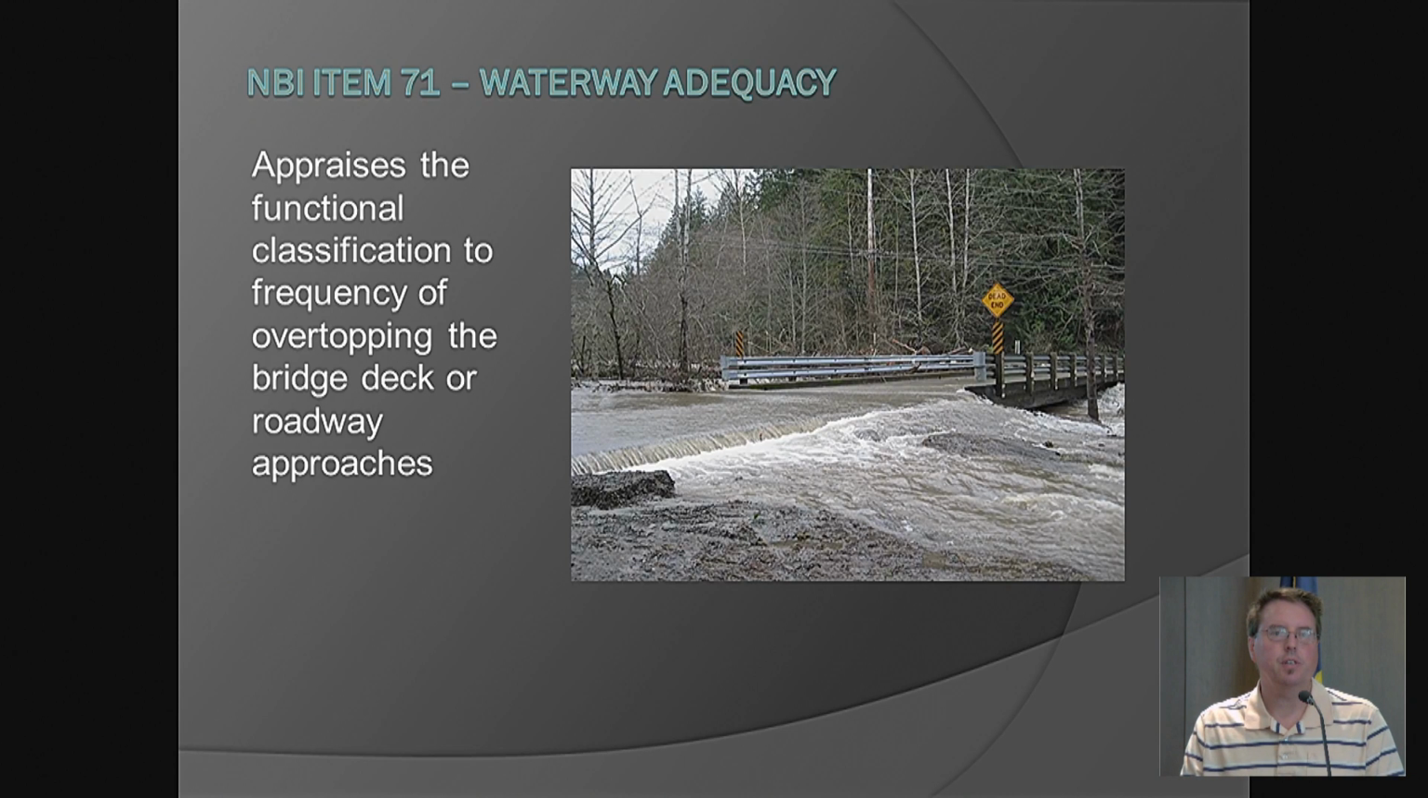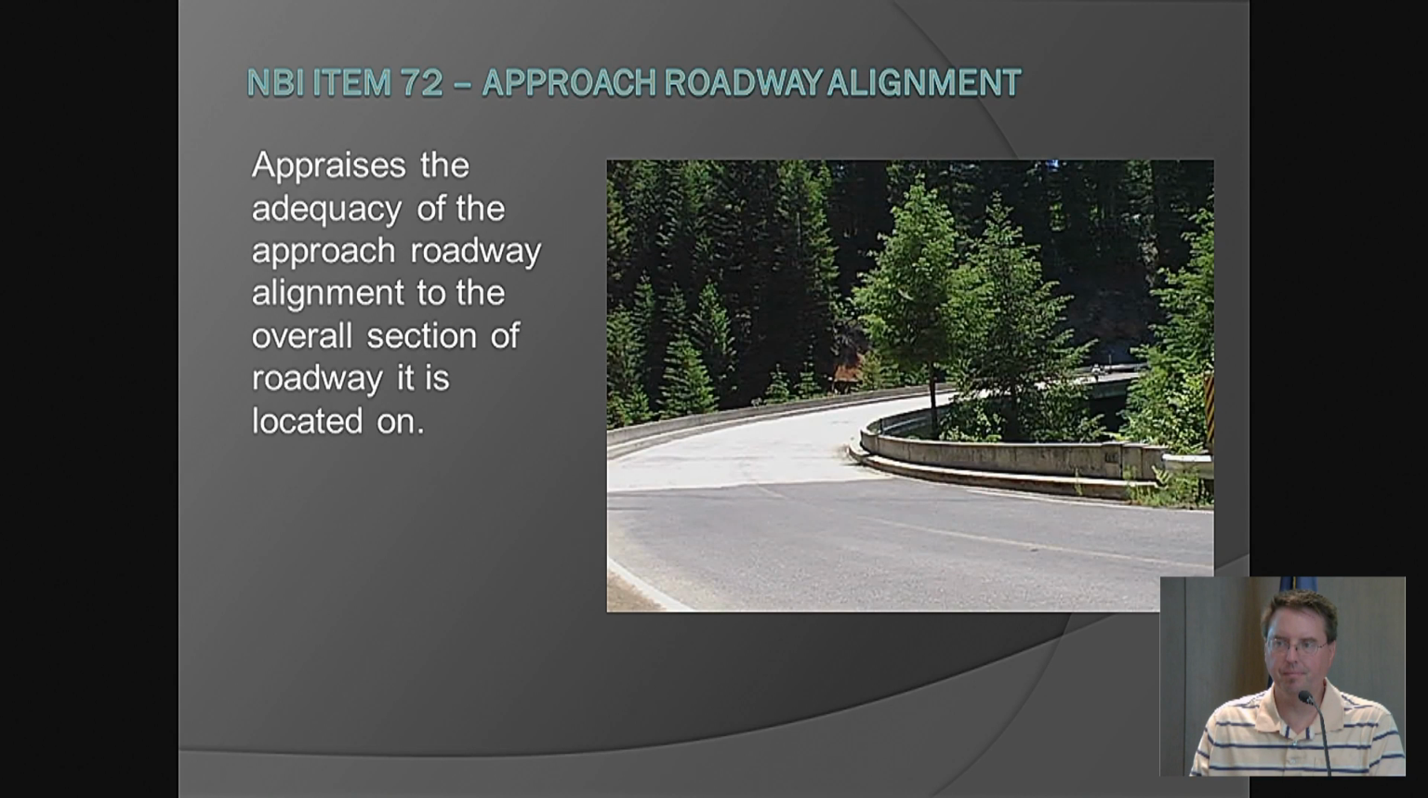We want the water in a flood event to go around the structure, not over the bridge. So if you're in flat land, your approaches are on the same level as your bridge, your value is probably going to be a medium value. And then if you're in a sag vertical curve, where your bridge is below your approaches and it's going to flood first, then your value is going to be lower. And again, these are values that go and affect the sufficiency rating of the bridge. NBI 72, which is your roadway alignment.